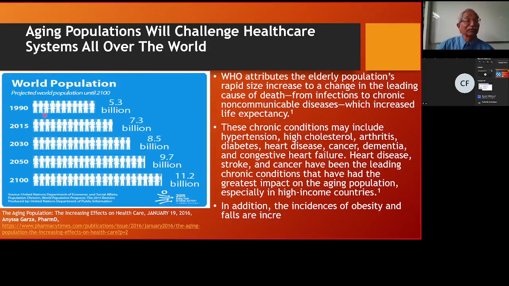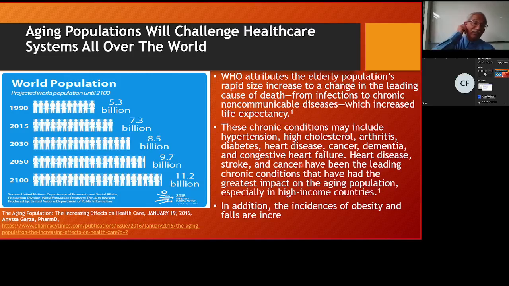So world population, you can see from 1998 to 2100, reaches 11.2 billion. It is going on growing. What attributes to the elderly population's rapid size increase is a change in the leading cause of death, from infections to chronic non-communicable diseases, which are increasing.